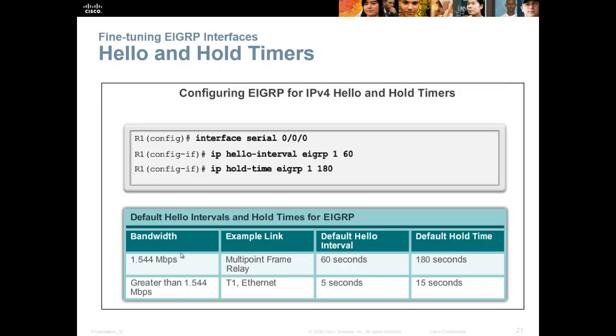So if for some reason you want to, hey, I want to change my hello time to 10 seconds or 15 seconds because I want to eliminate some of the messages going across my network, you can do that. But you'll need to change the hold time too, and the rule of thumb is the hold time should be 3 times the hello time. But also be aware, it'll take longer for your network to make changes if you do that.